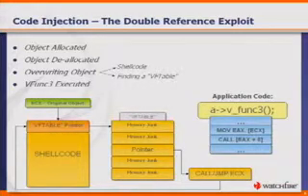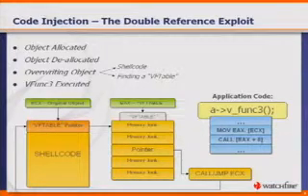So here we have again the code that runs when the function is executed. ECX points to the virtual function table pointer, to the beginning of the original object. The first assembly line makes EAX point to the beginning of the virtual function table. And then when the application executes call EAX plus 8, it will actually jump to the beginning of our shellcode.